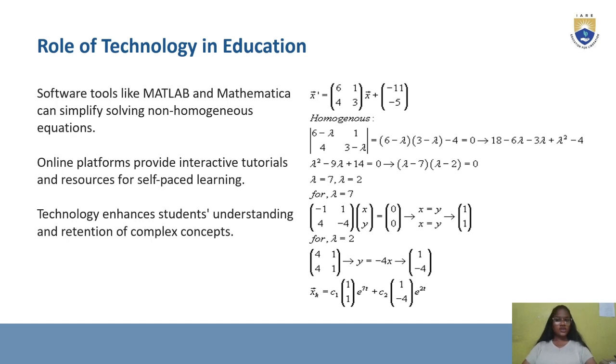Role of technology in education. Software tools like MATLAB and Mathematica can simplify solving non-homogeneous equations. Online platforms provide interactive tutorials and resources for self-paced learning. Technology enhances students' understanding and retention of complex concepts.